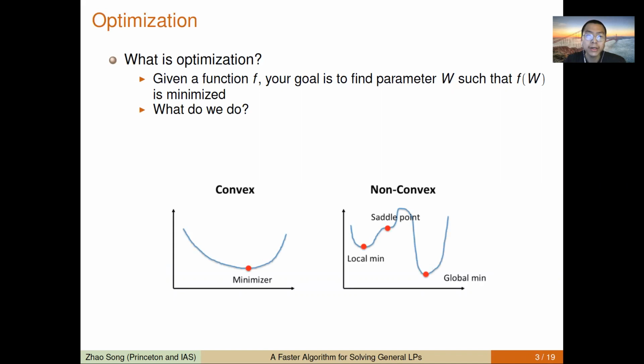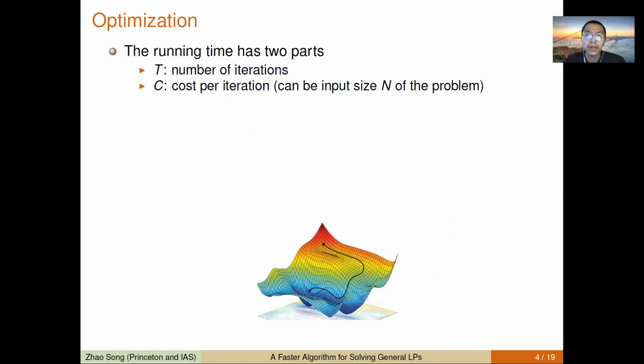Usually, no matter which case, you run the same algorithm. At the beginning, you choose some random base as the initialization point, and then at each iteration, you update your w_{t+1} based on w_t and also gradient information. Therefore, the running time of an optimization algorithm usually has two parts. The first part is the number of iterations, and the second part is the cost per iteration. Usually, the cost per iteration can be as big as the input size of the original problem.